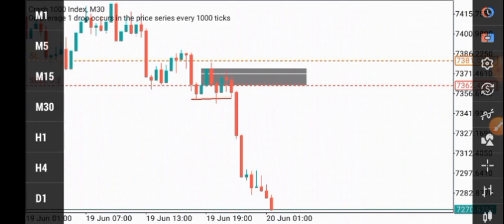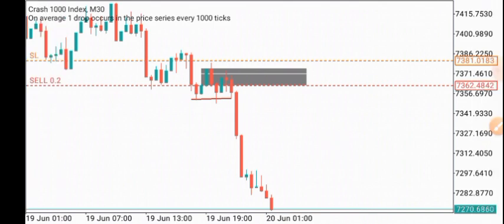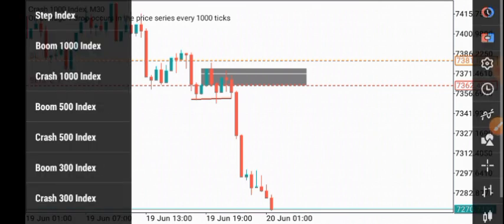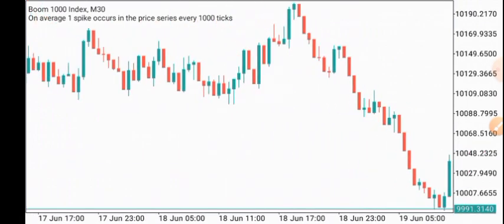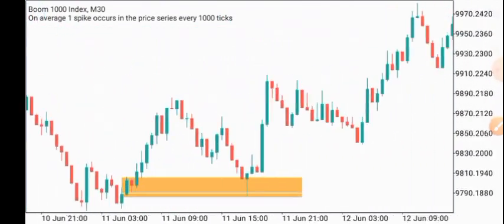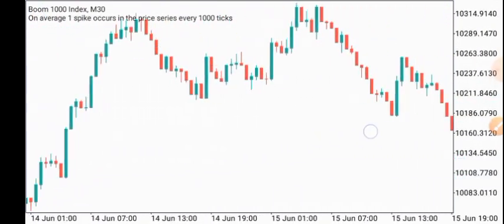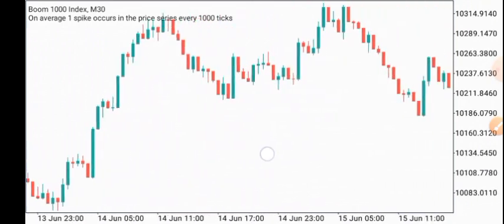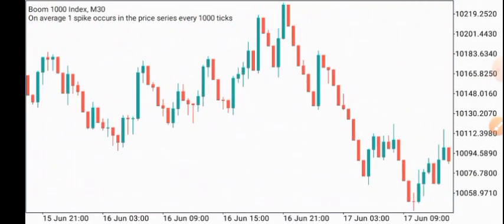been tested previously. Alright, now this whole order block stuff works on all synthetic indices. Okay, so for that reason, let me go to another pair and show you. This is Boom 1000. So it works on all synthetic indices. You can use it to catch a lot of spikes. You can use it to trade, buy or sell, trade in both directions.